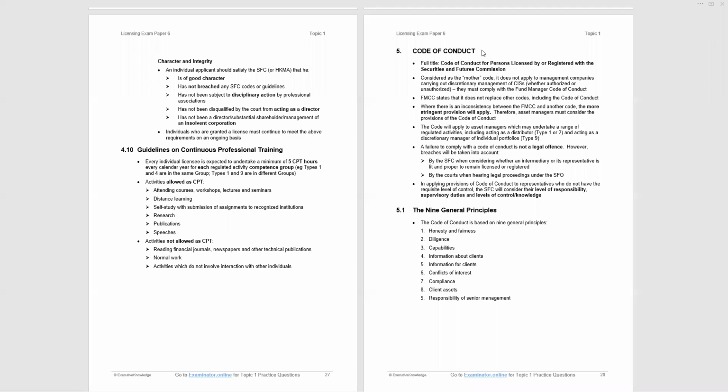Section 5 of Topic 1 of Paper 6 covers the Code of Conduct. Now, we've covered, or you may have covered, the Code of Conduct in a lot of detail in Paper 1. If not, I will be going through some of the main points of the Code of Conduct without going into great detail. It's all there for you to read. Will it be heavily examined at Paper 6?